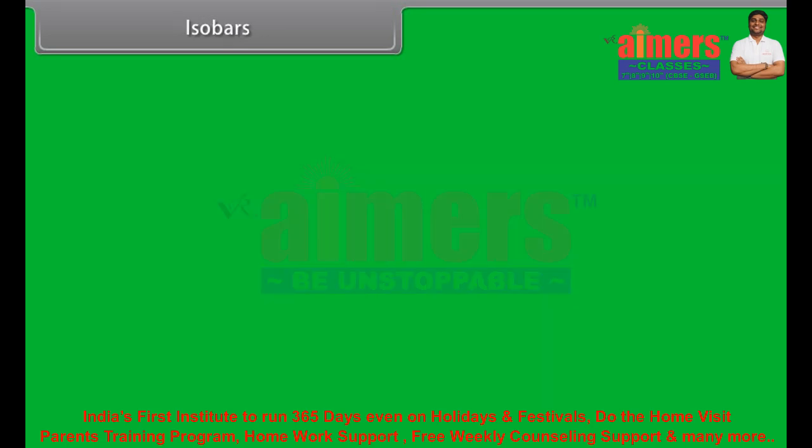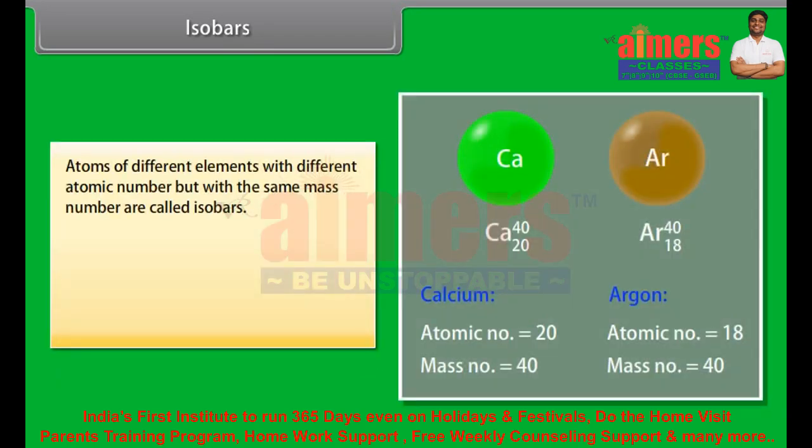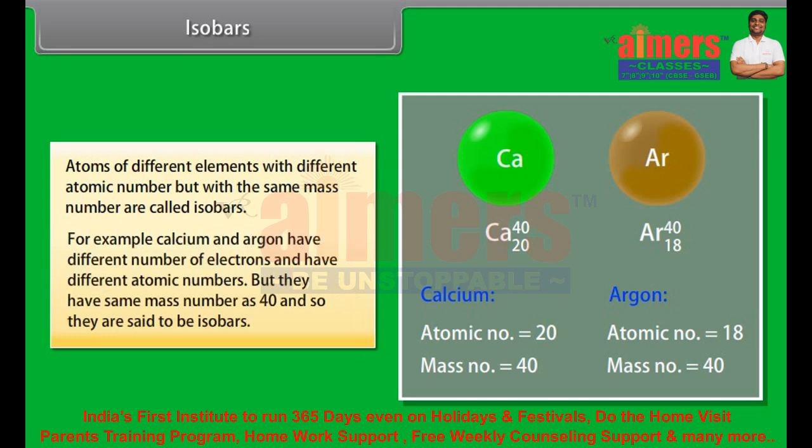Isobars. Atoms of different elements with different atomic number but with the same mass number are called isobars. For example, calcium and argon have different numbers of electrons and have different atomic numbers. But they have the same mass number, 40, and so they are said to be isobars.